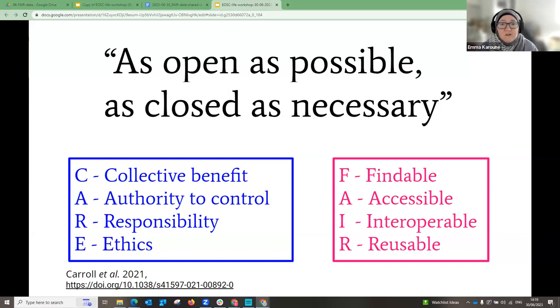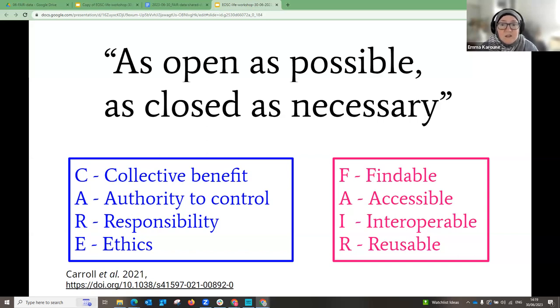So there are another set of standards that I want to point you towards, which are called the CARE principles, which have been developed for thinking about the use of Indigenous data, but can be applied more generally to all data. And they can be used in combination with the FAIR principles. And it's important to consider these responsible research aspects when thinking about depositing data openly.